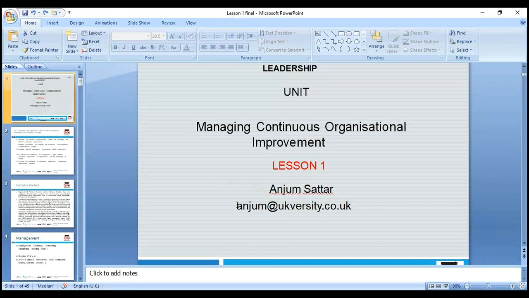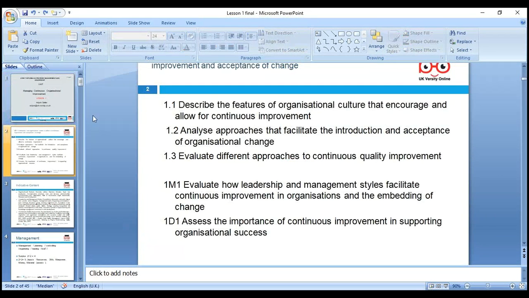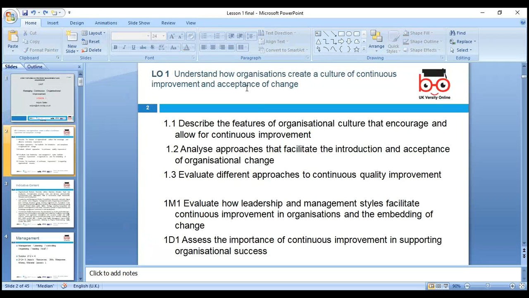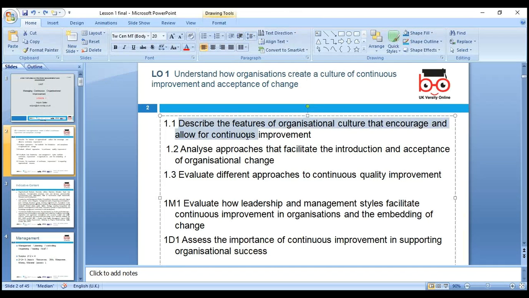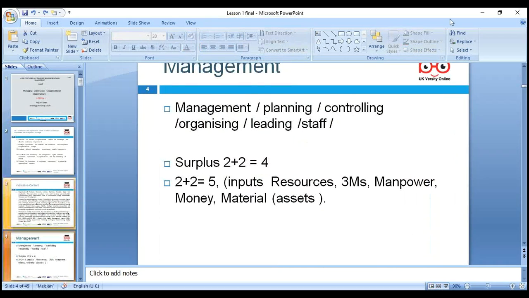In case you have any question, please drop me an email. My email address is here. In today's lesson we have these assessment criteria which we'll go through. Our LO1 is to understand how organizations create culture. So the key focus will be on cultures, change, and leadership style. We'll describe organization culture, analyze approaches to facilitate and accept change, evaluate different approaches, and evaluate how leadership and management style and the importance of continuous improvement. All this will be the focus, along with the induction content.